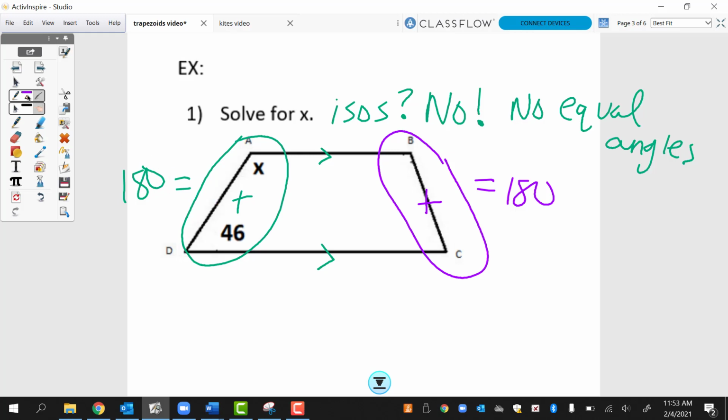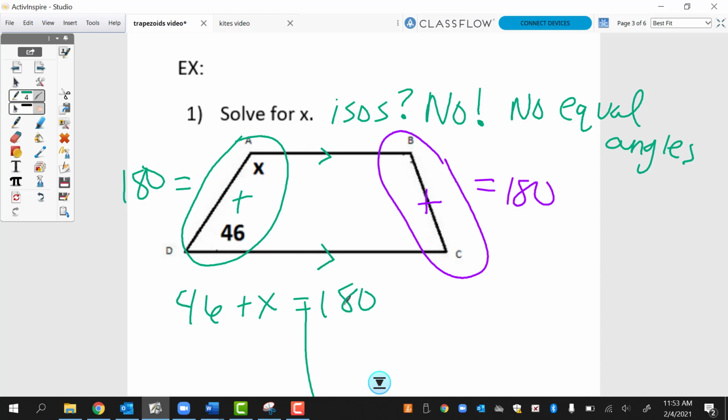So we're going to be adding them up to 180. That's the equation I'm going to write: 46 plus x equals 180. If I had 46 here and x all the way over here in the purple circle, then I don't know anything about those because they are not consecutive. But these ones are consecutive, so it adds up to 180.